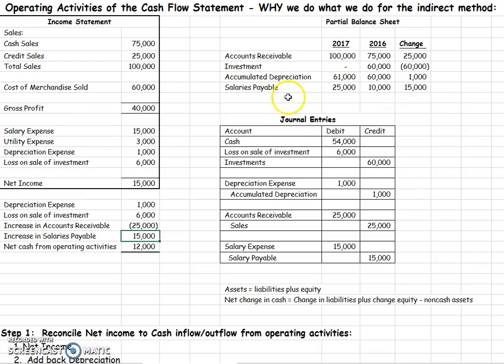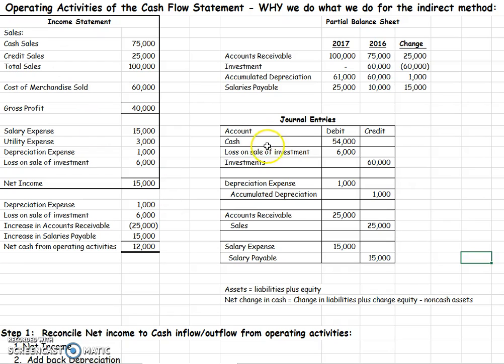Okay? And again, normally you couldn't see that on the income statement. So instead you would look at your salary payable account, and let's see that it went from $10,000 up to $25,000. So in other words, I'm holding on to some cash that I haven't paid out yet. It went up, I add back. And I would do that to every single current asset except cash. And I would do that to every single current liability except dividends payable will be used in the financing section, and I'll explain that in a separate video.